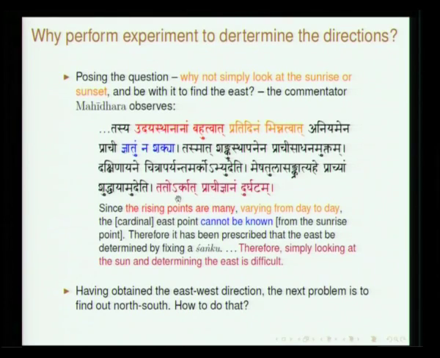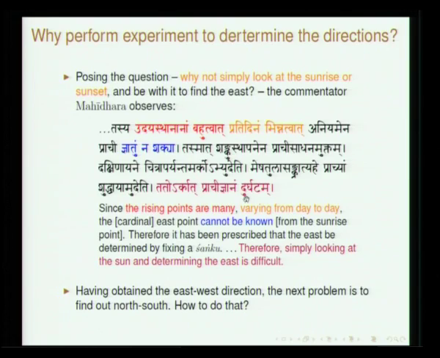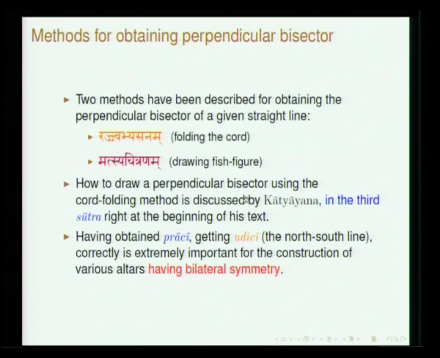Finally he concludes, tataha arkat prachi jnanam durghatam. So, it is difficult to determine it by simply looking at the sun. Therefore, you need to conduct this experiment. Having done this experiment, you have to find out the perpendicular direction, that is the next problem. This is actually done in a couple of ways. One is Rajvabhyasanam, which is folding of the cord.